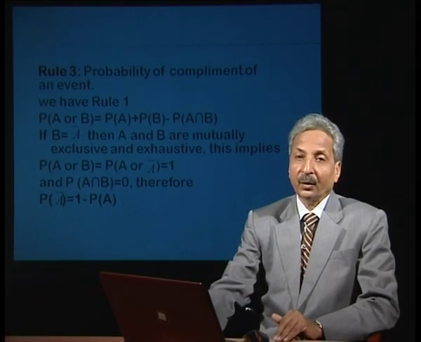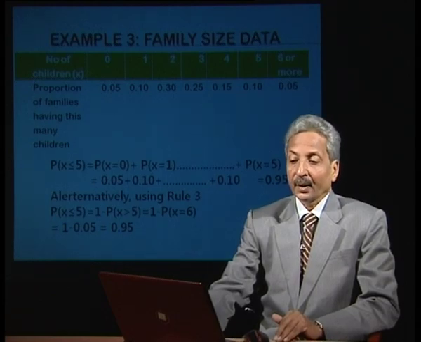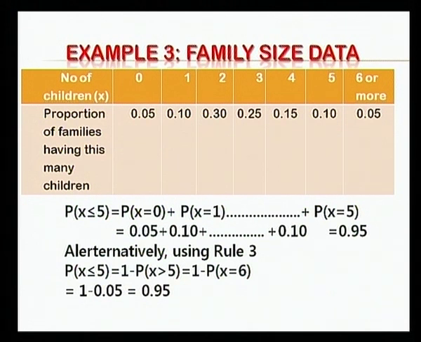Let us see the application of this rule in this example. This is an example about the family size. Here in the first row it is given the number of children, denoted by x, that is the number of children in a family can be 0, 1, 2, 3, 4, 5 or it may be 6 or more. Then the second row of this table gives the proportion of families having this many children. For example, 0.1 is the proportion of the families who have only one child, and so on.